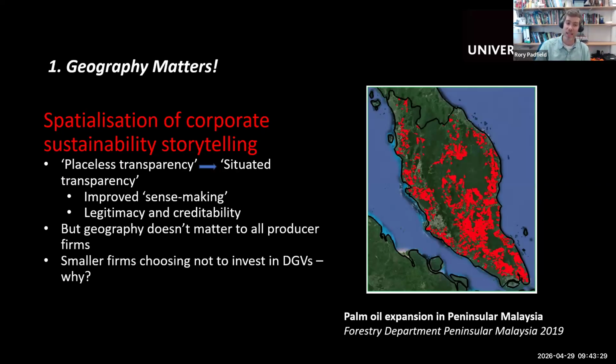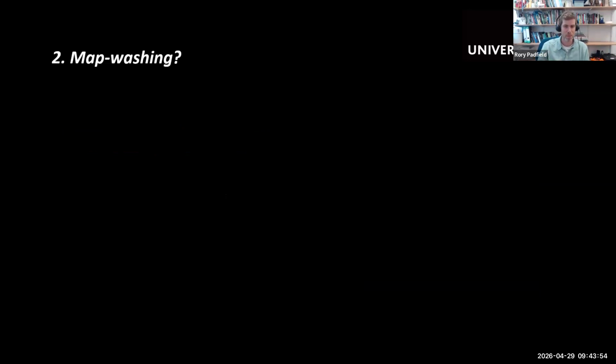But as I mentioned previously, geography doesn't matter to all producer firms. And I think that's a really important question. Why is it that it's only the larger firms operating in the known areas of palm oil, where it's regulated more closely? Those frontier geographies are not seeing the same level of investment. Why is that? What's happening there?